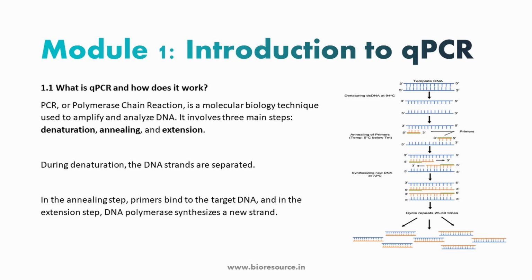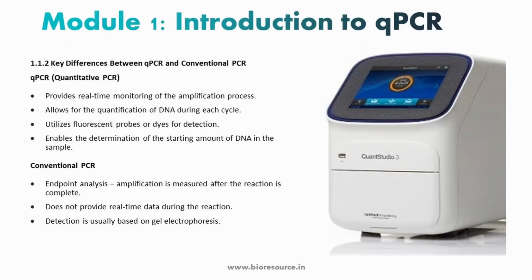So that is the basics of PCR, and now we can look into the differences between qPCR and conventional PCR. So there are 2 types of PCR. One is conventional or traditional PCR. The other one is qPCR. qPCR is real-time PCR. It provides real-time monitoring of the amplification process. It allows for the quantification of DNA during each cycle. It utilizes fluorescent probes or dyes for detection, and it enables the determination of the starting amount of DNA in the sample. So qPCR is basically real-time PCR, or it monitors the amplification in real time.